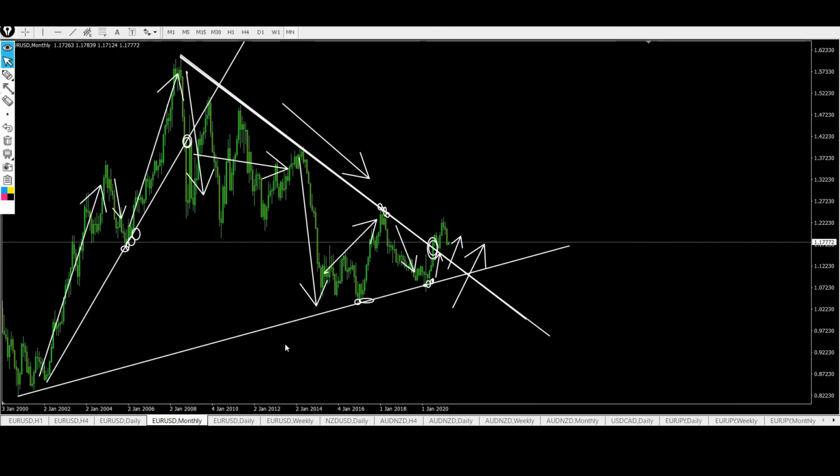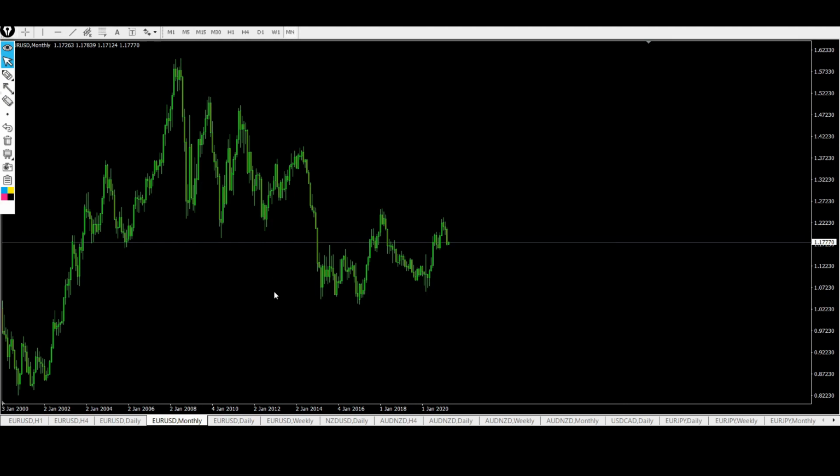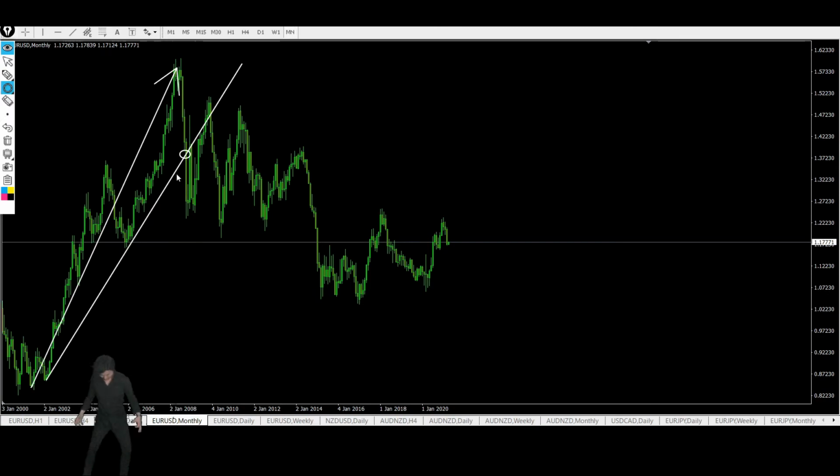Okay, let's go on to the remainder of that text. Moreover, it tells the story of a currency pair, which in turn tells us the pair's tendencies and possibly the direction of future price. So it told us the story of this currency pair, which was from 2000 to 2008, many people were long biased. However, this strong trend line being broken out right here turned many people off from being long.